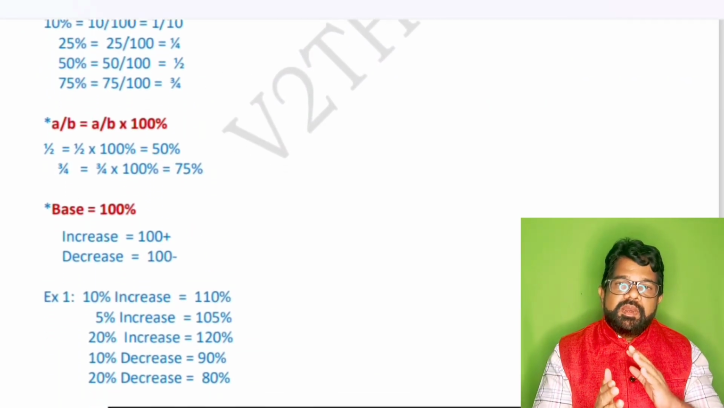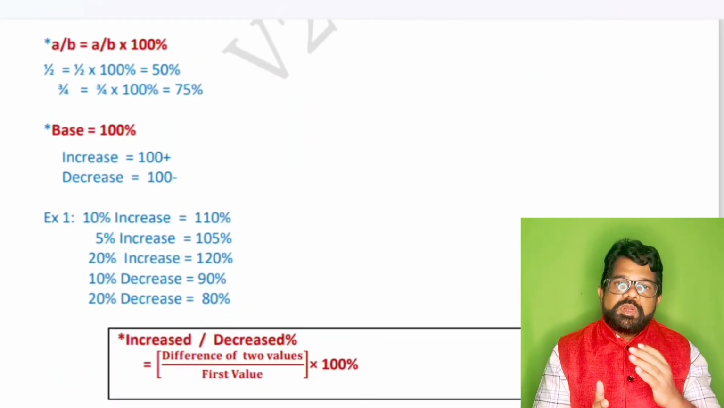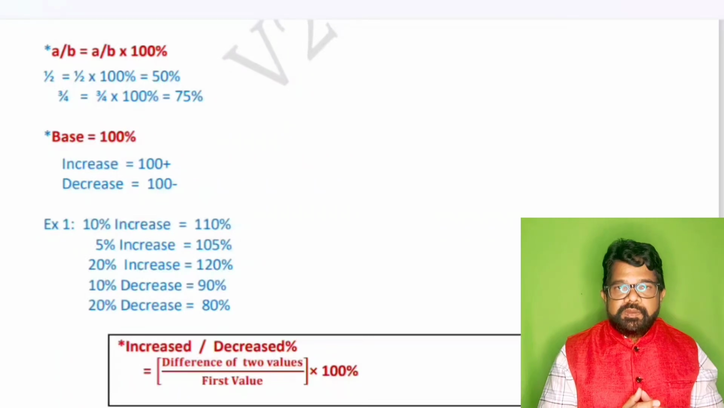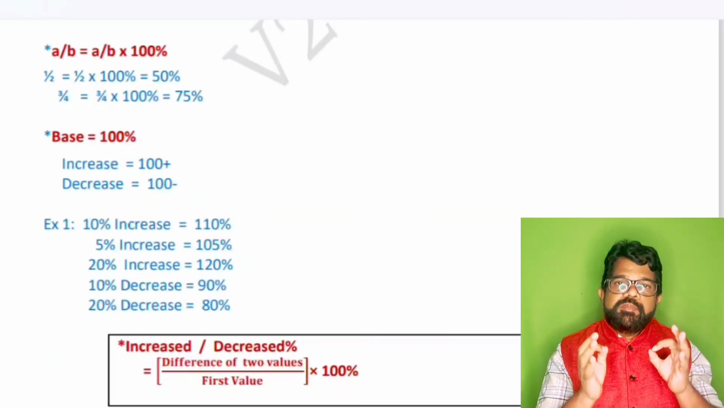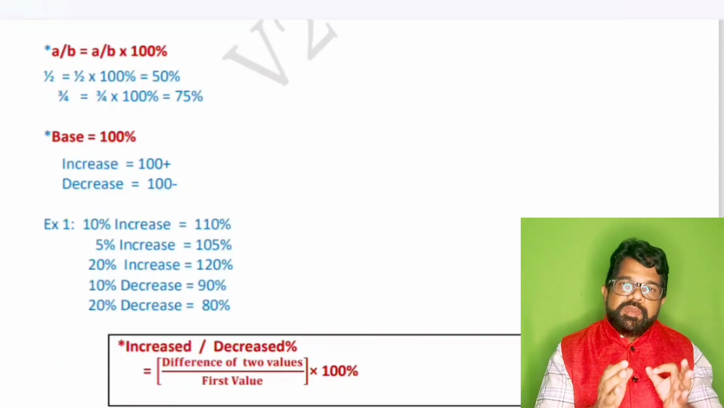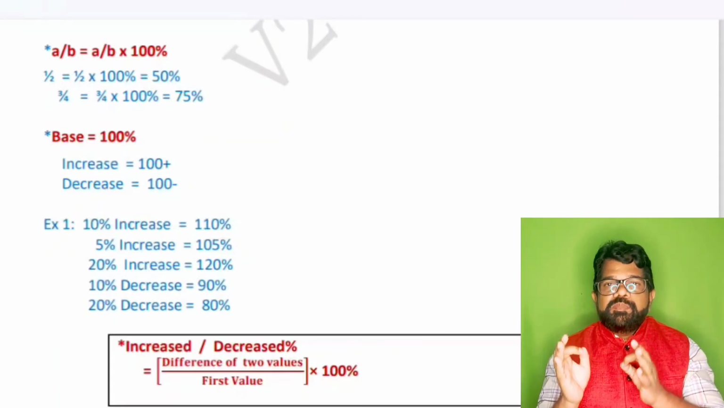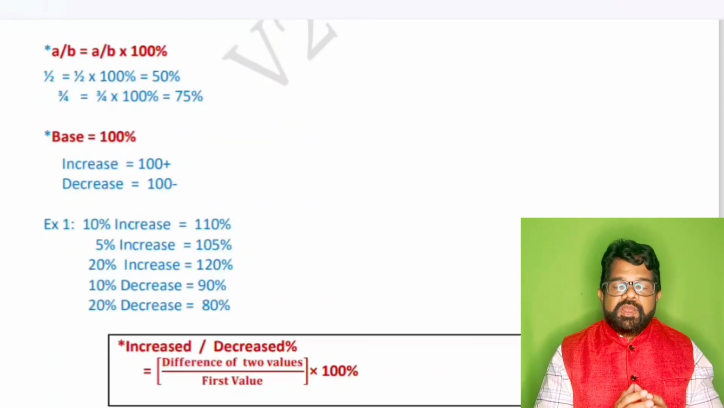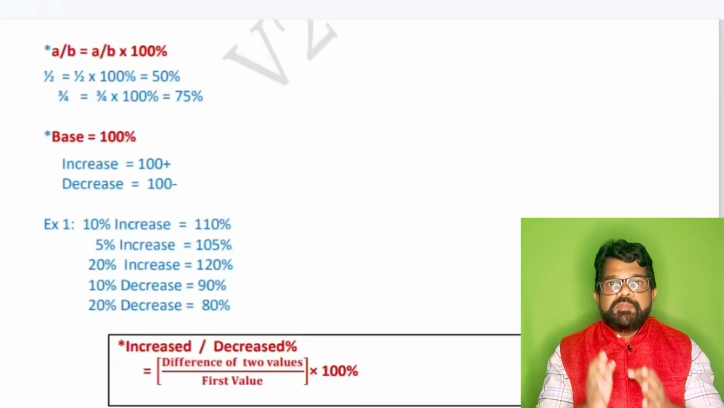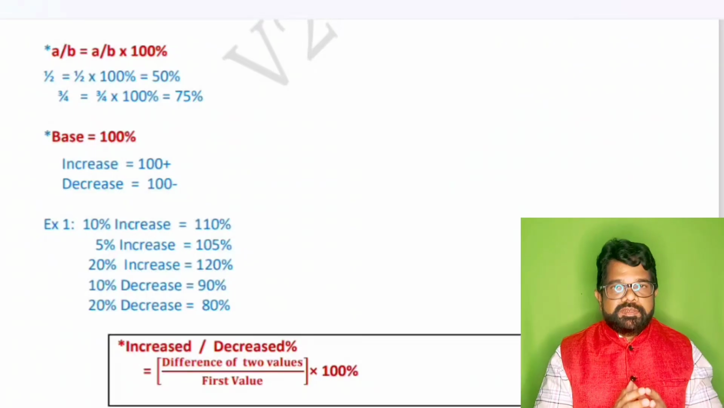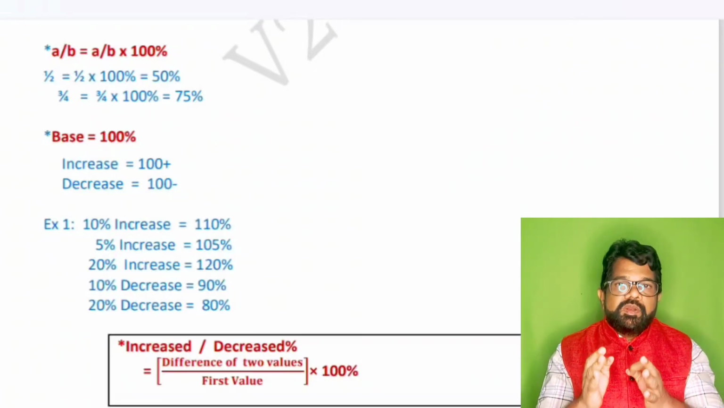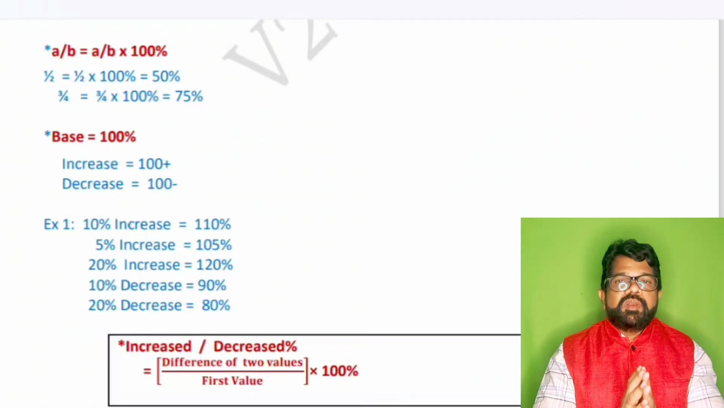Similarly, how can you convert from fraction to percentage? Suppose it is any fraction A by B. How can you write it as a percentage? A by B into 100 and the percent symbol. Anywhere you write into 100, immediately put the percent symbol, otherwise it is not correct. So A by B equals A by B into 100, and into 100 means immediately put the percent symbol.